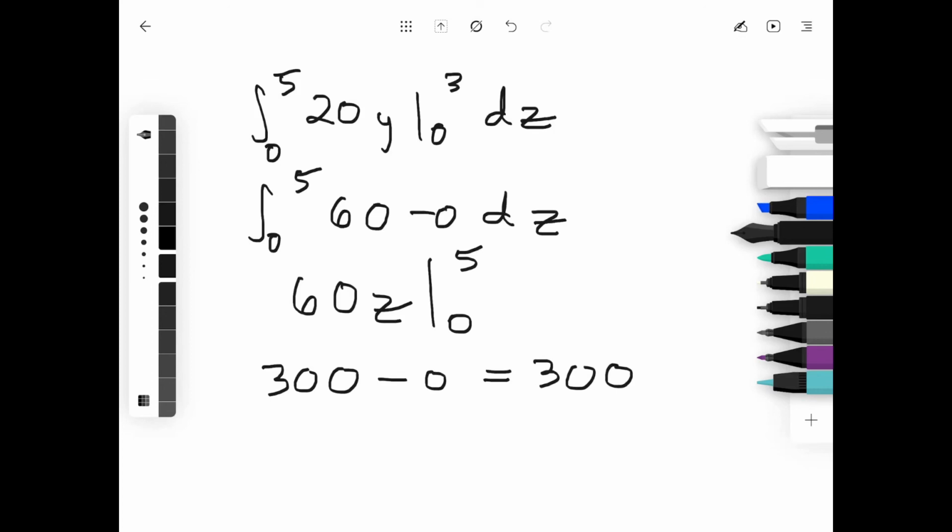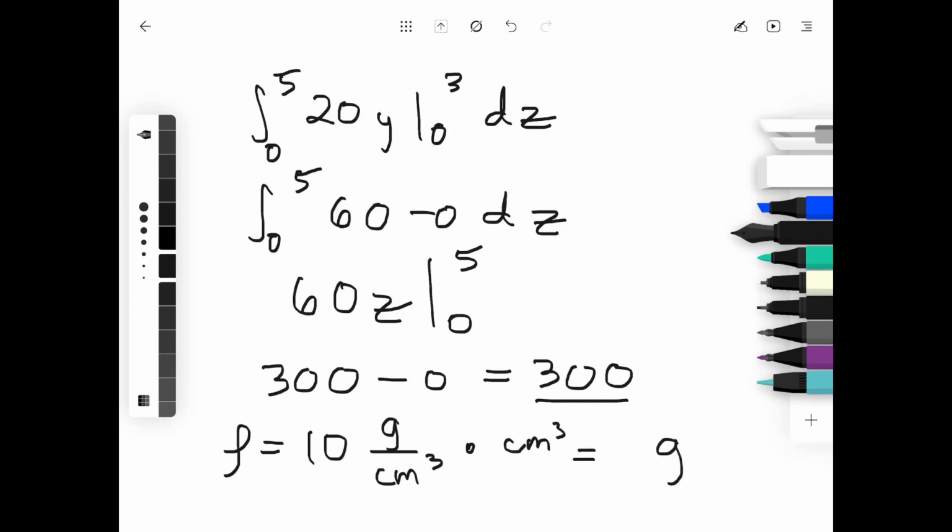And if you're wondering what your units are for this answer, all you would have to do is look at the units of your density. So say we were given 10, and say it was given in grams per centimeters cubed. So we multiplied by the volume, which would be also centimeters cubed, and this would therefore mean that your units are going to be in grams. So this would be grams. And that's it.